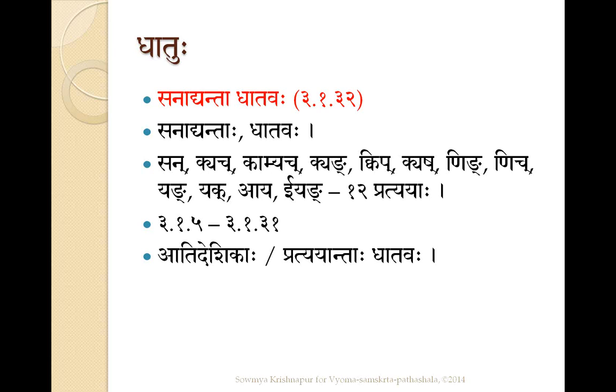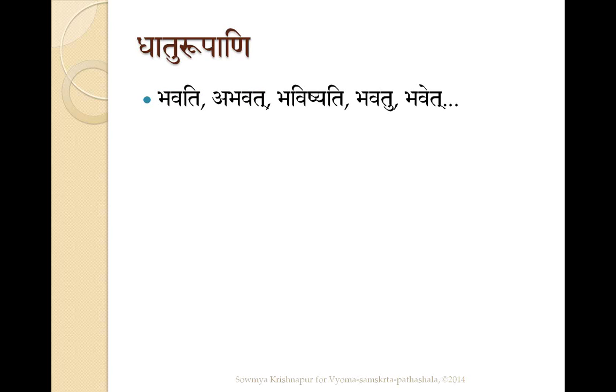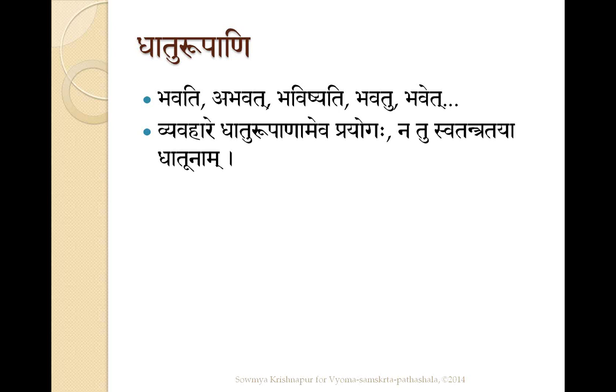So dhatu rupani. Dhatu rupam nama kim? Ekasya dhatoh yatha bhu iti ekah dhatoh asti tasya bahuni rupani sambhavati. Bhavati, abhavat, bhavishyati, bhavatu, bhavet ityadayah. Tesham arthaha api bhidyanti. Ataha व्यवहारे तु धातुरूपाणामेव प्रयोगः न तु स्वतन्त्रतया धातूनां केवलस्य धातोः प्रयोगः न भवति. We don't use just root words. पदस्यैव प्रयोगः. पदं नाम किं? सुप् तिङन्तं पदं. सुबन्तं तिङन्तं च पदसंज्ञं स्यात्. So just a dhatu cannot be used. We use a dhatu rupa. So dhatu rupa is derived by adding a pratyaya to a dhatu.